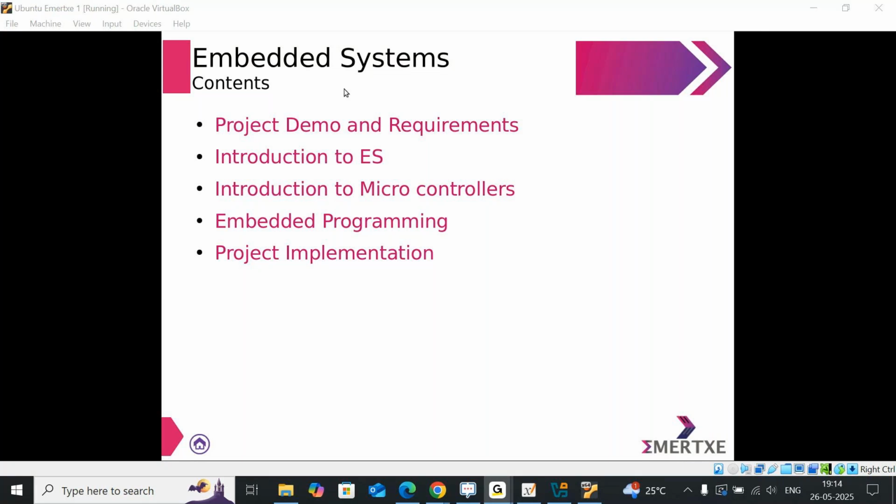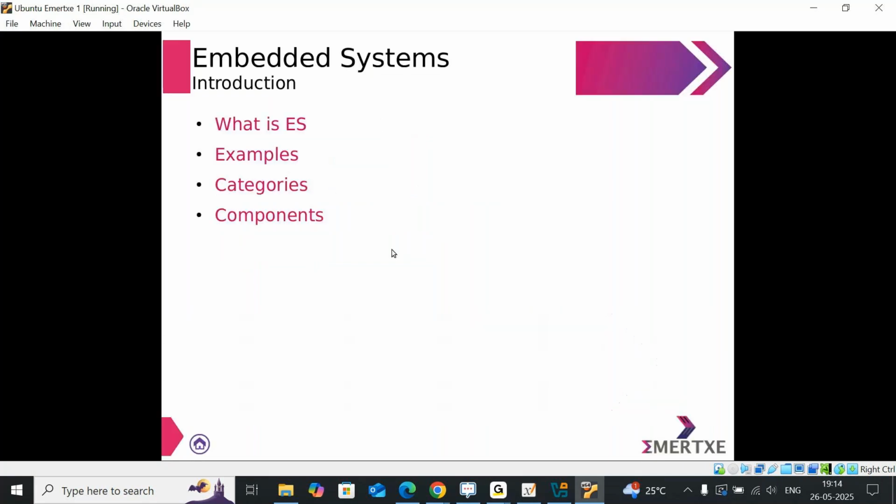So, introduction to embedded system. In introduction to embedded system, we have already studied what an embedded system is and examples of embedded systems.